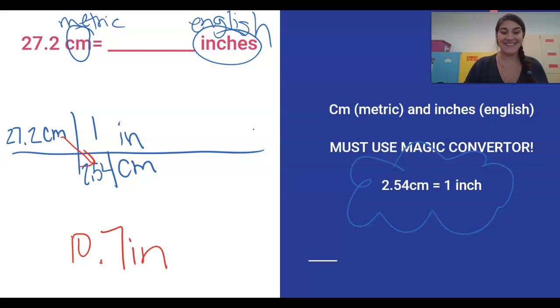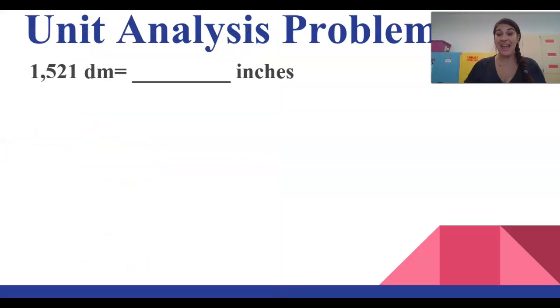All right. So now it's your turn. And again, reminders, cancel on the diagonal, magic converter, okay? Here we've got some serious practice going between that English and metric world. So give that one a go and submit an answer.